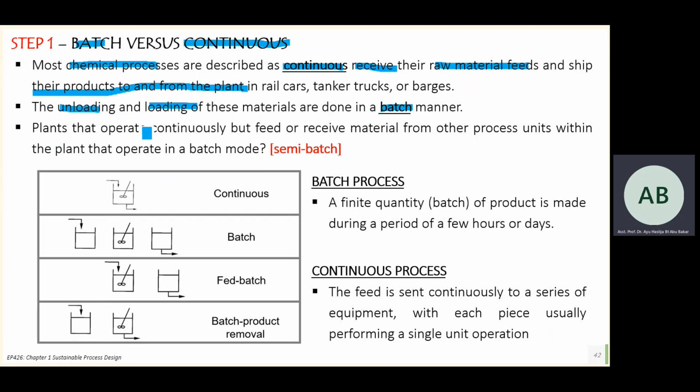If the plants operate continuously, but feed from other process unit within the plant that operate in batch mode, there are mix of continuous and batch. We call that as semi-batch. The mix of continuous and batch process we call as semi-batch or semi-continuous, to show that the process is not fully continuous or fully batch.